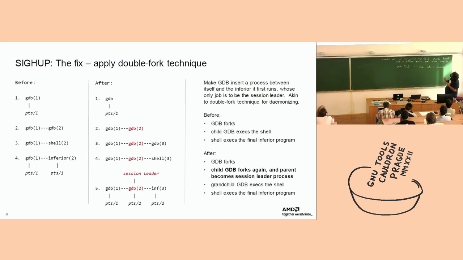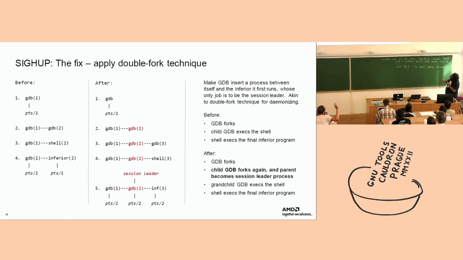So this is how normally GDB starts the process. It forks, so there are two processes, process one and process two. Fork, and then the child execs the shell. And we do this because you can pass arguments to the inferior, and you want shell globbing and variable expansion to happen, and you delegate that to the shell. And then the shell execs your program, your inferior program, whatever you want to debug. So there's this dance going on behind the scenes. And the problem was that this guy became the session leader.